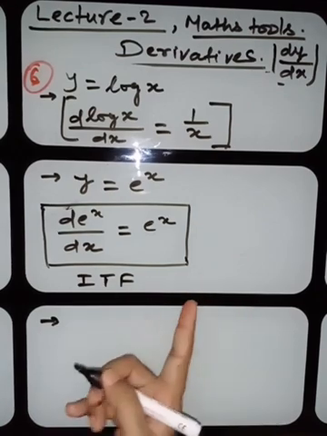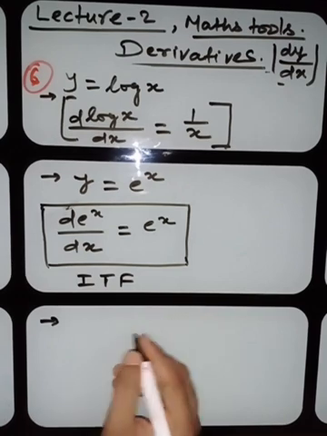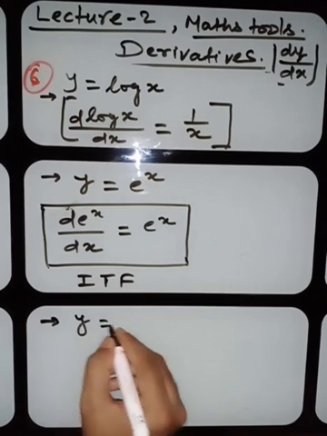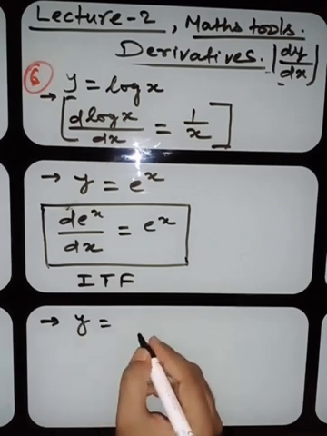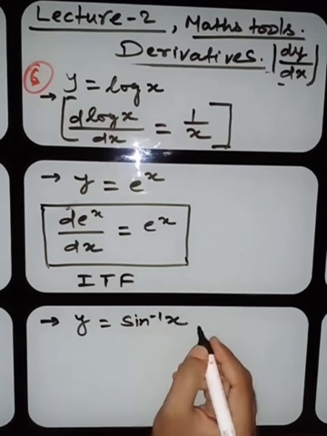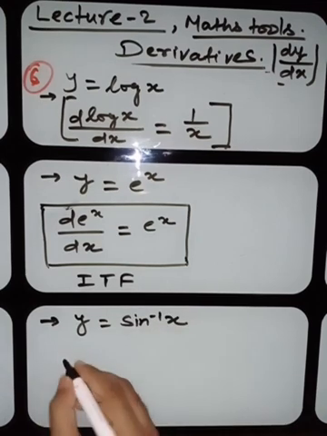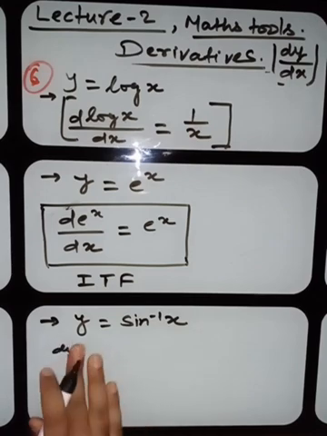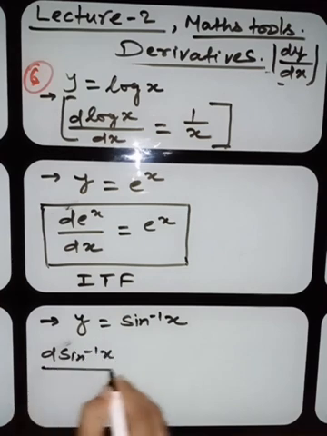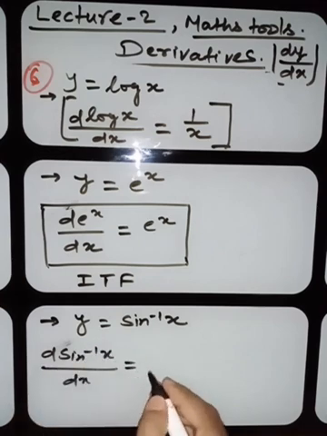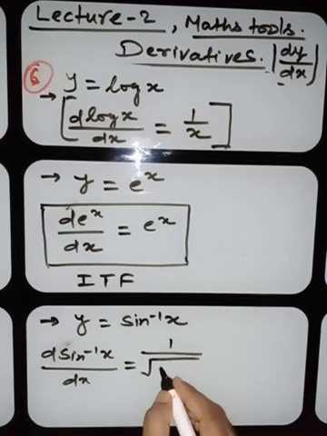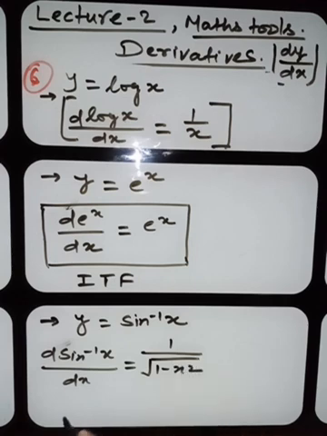If I'm writing the first one, suppose y is equal to sine inverse x. Sine inverse x. This is called the inverse trigonometric function. Then dy by dx, that is d sine inverse x by dx, will be 1 by root under 1 minus x square.